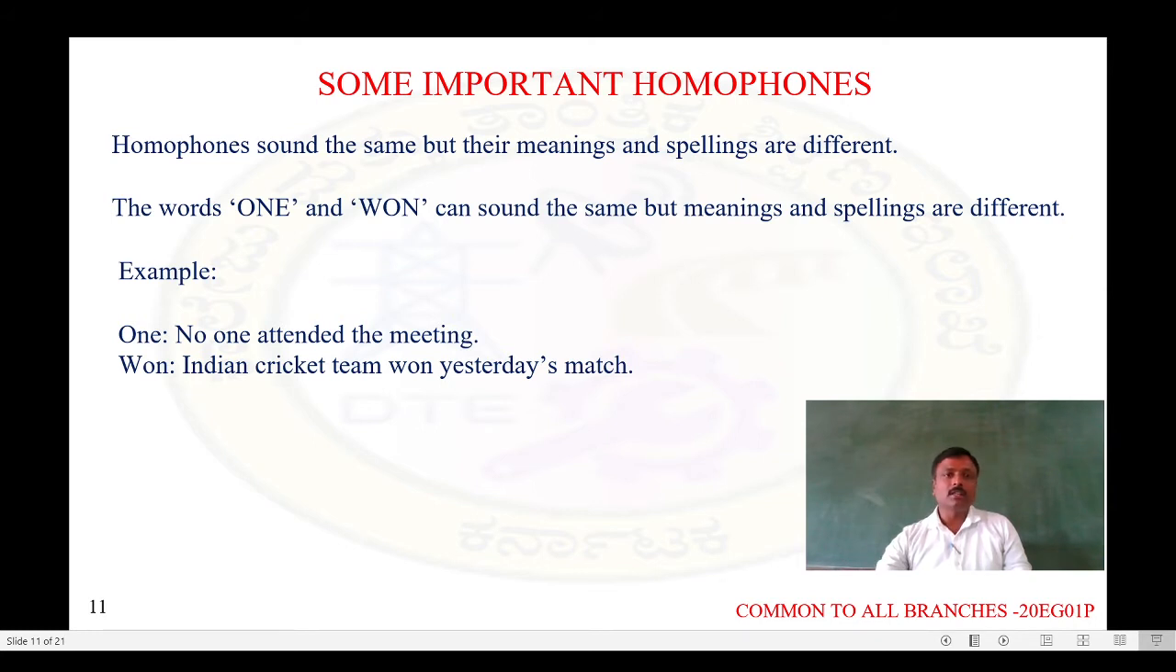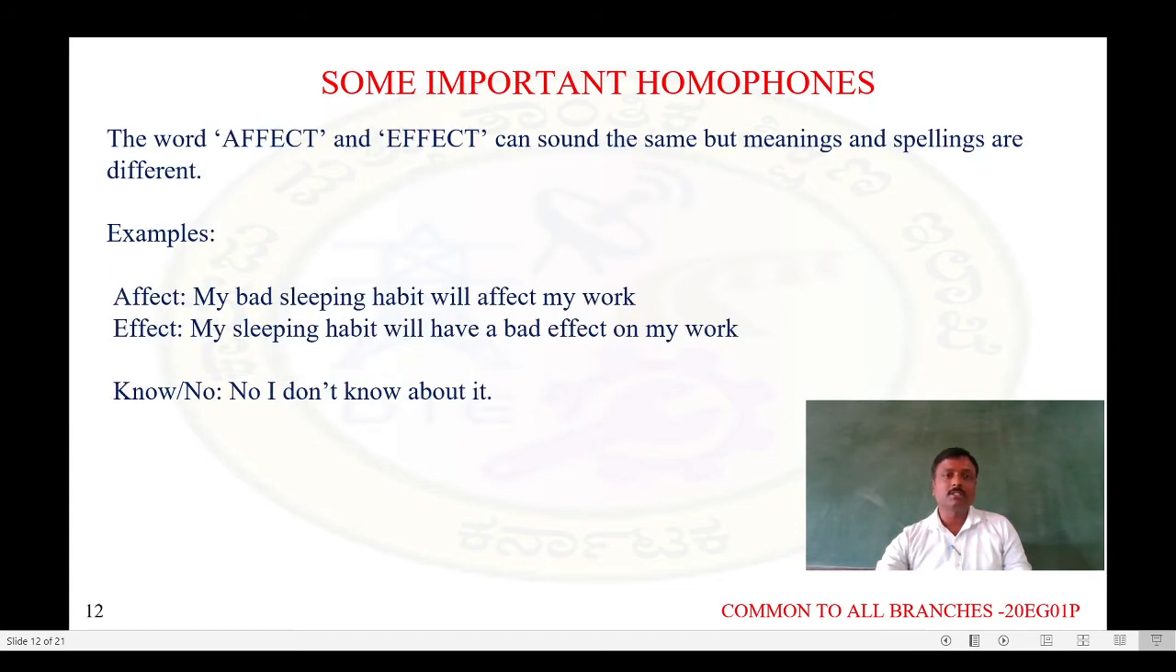So like this, homophones are those words which have the same sound but they have different spellings and different meanings. Here we have some more examples on homophones. The words affect and effect can sound the same but their meanings and spellings are different. AFFECT, affect, and EFFECT, effect, sound the same but their meanings and spellings are different.